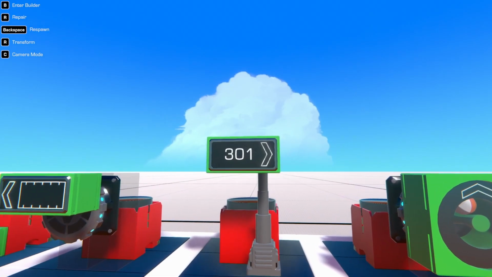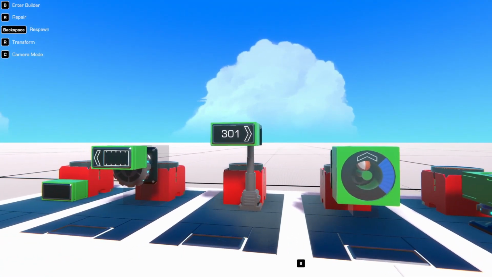Next, we have the altitude sensor. The current desired altitude is 301, and I have set it to trigger below that desired threshold. It can be above or below, but I have it set below for this example.